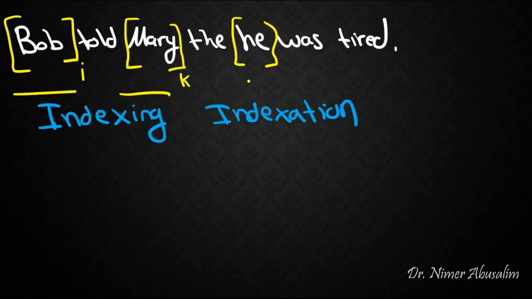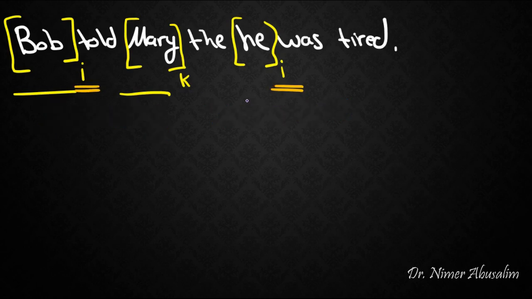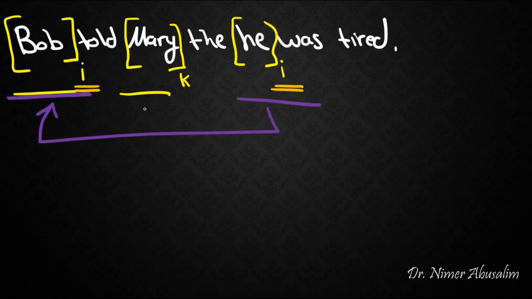Of course the correct answer is Bob. So we give he an index just like Bob. As you notice here, he gets the I index just like Bob. That way we can be sure that he refers only back to Bob and does not refer to Mary. So that's the process known as indexation.